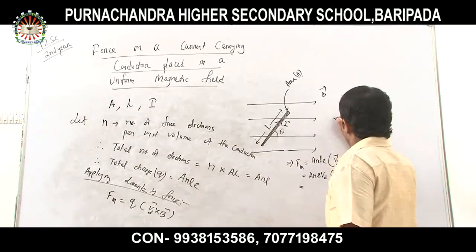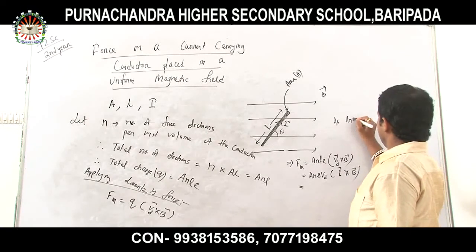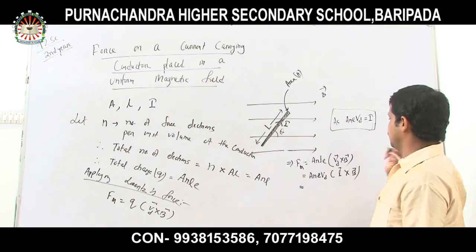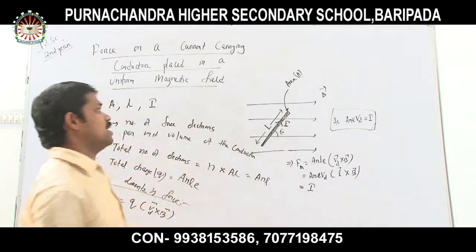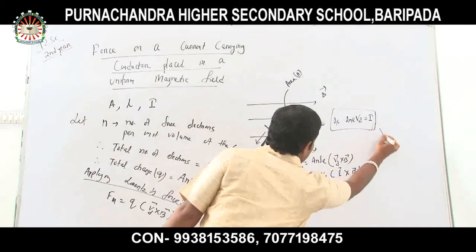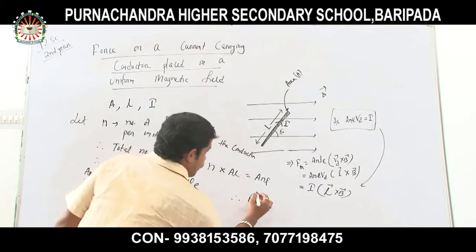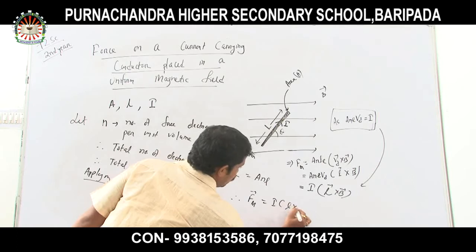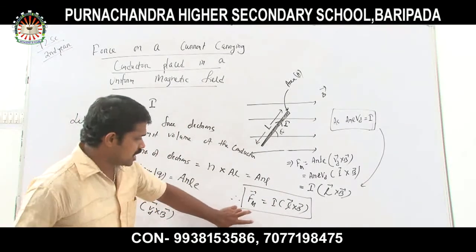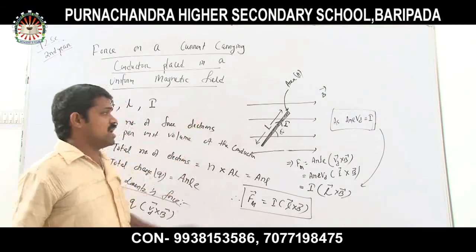So now here you can write, A n e Vd is nothing but I, the electric current. So I can put the value of I here, electric current. So that is equal to I, L cross B. So finally Fm is nothing but I into L cross B. This is the expression of force. Listen very carefully. This is the expression of force on a current carrying conductor which is present in a uniform magnetic field.